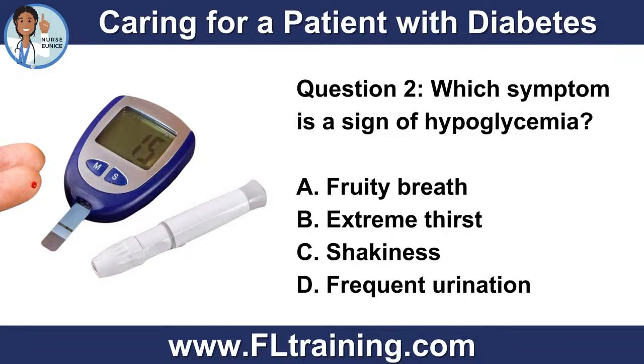Question number 2. Which symptom is a sign of hypoglycemia? Hypo, that means it's lower than normal. Glycemia is the level of sugar that's within the bloodstream. So which is a sign of low blood sugar? Is it A, fruity breath, B, extreme thirst, C, shakiness, or D, frequent urination?